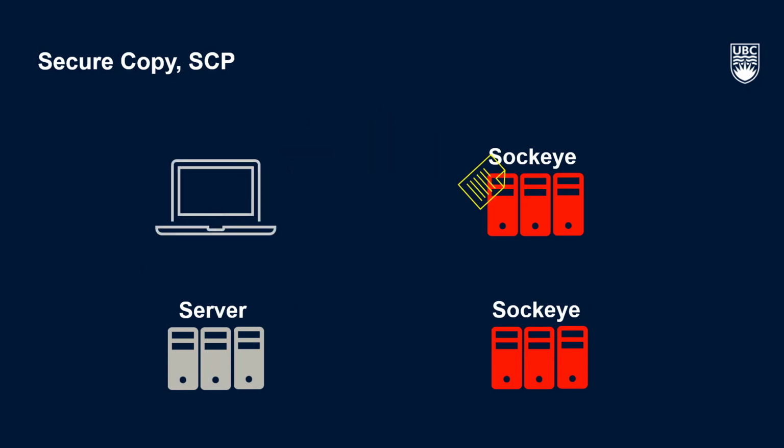Secure Copy, or SCP, is a file transfer protocol that enables easy and secure file transfers between a remote system and a local host, or two remote systems. It uses the Secure Shell, or SSH, mechanism to provide authentication and encryption for your data and credentials.